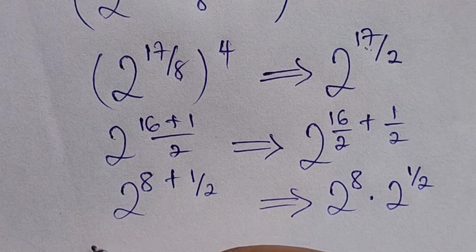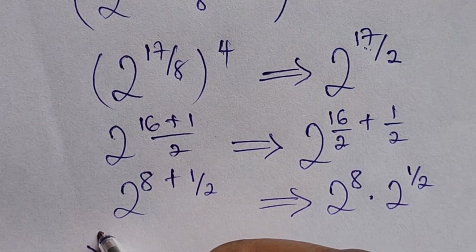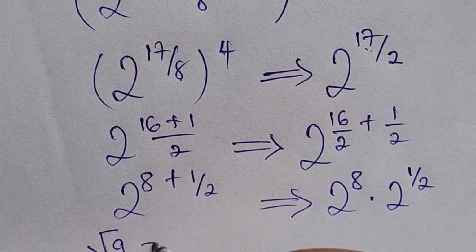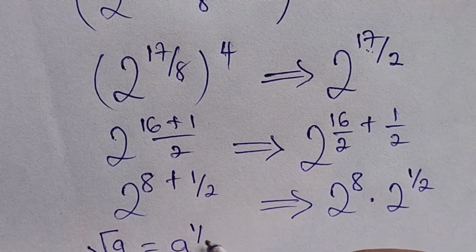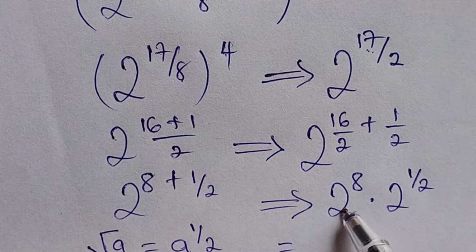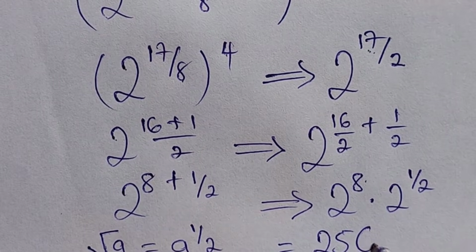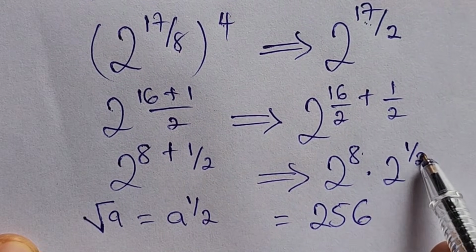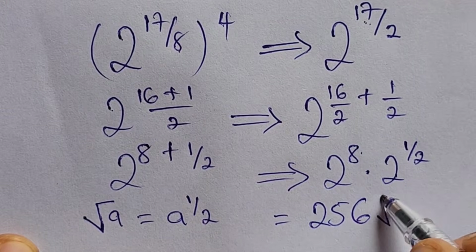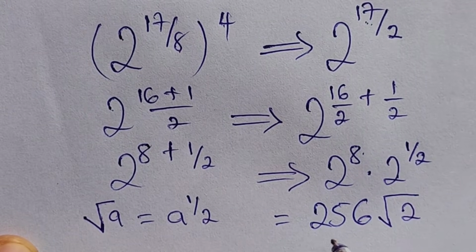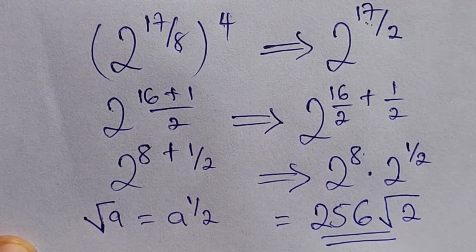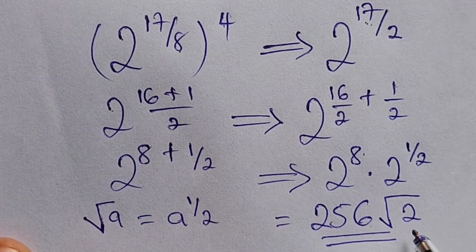So let's recall that the square root of a is equal to a to the power of 1 over 2. So we have our 2 to the power of 8 is 256, and our 2 to the power of 1 over 2 is root 2. So this is our answer, 256 root 2.